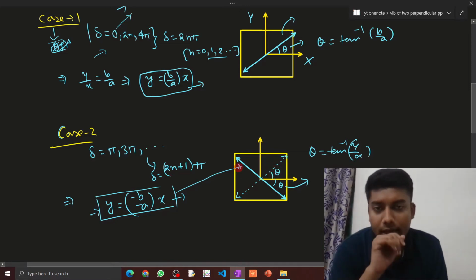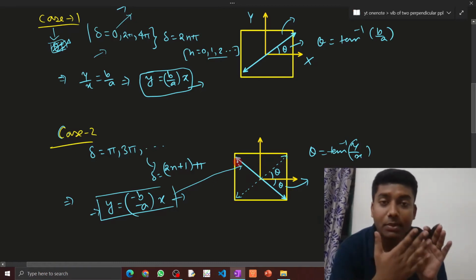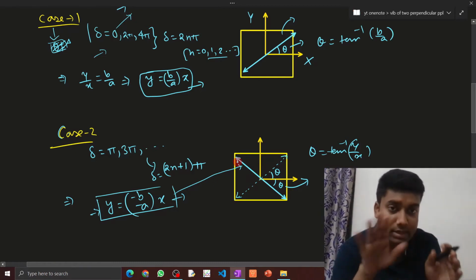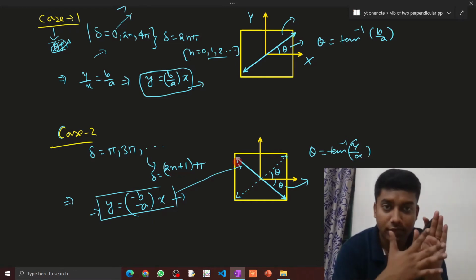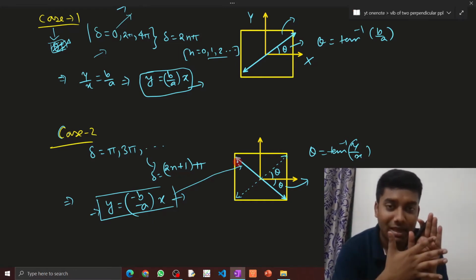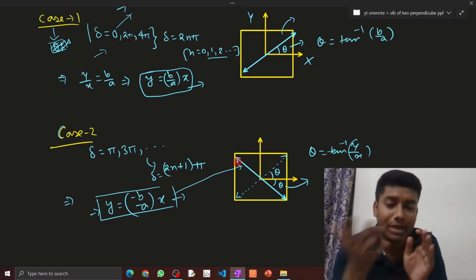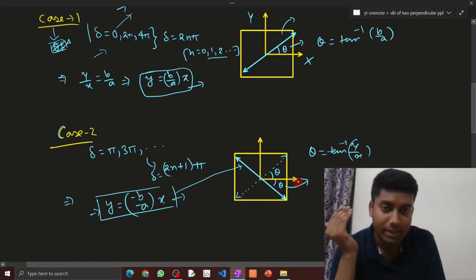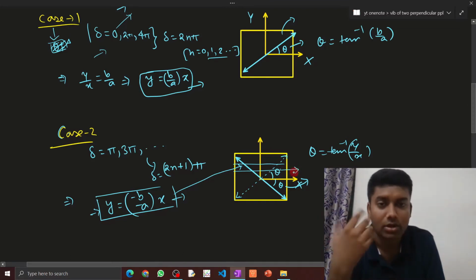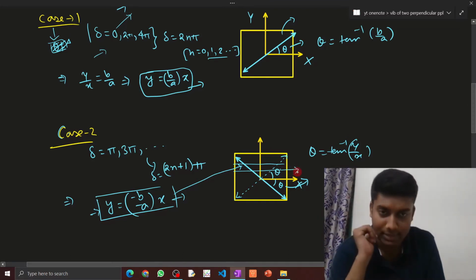So what is going on here? The incident plane polarized light falls on the doubly refracting crystal, this is the doubly refracting crystal face. The vibration of the electric field components makes an angle with the x axis, or with the optic axis. Why the optic axis? Because the optic axis is parallel to this face. That means this is the x axis and also the direction of the optic axis.